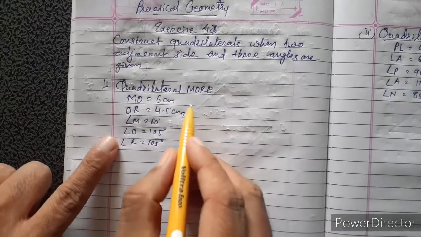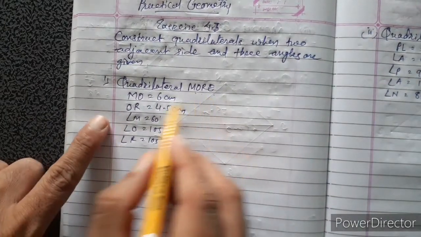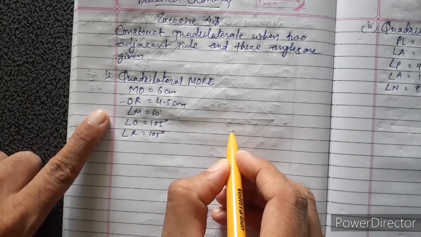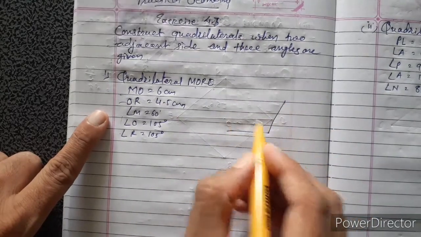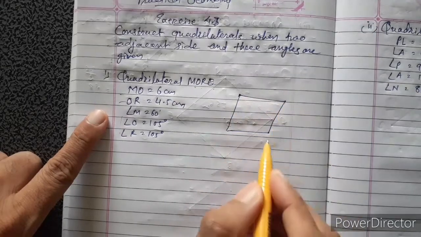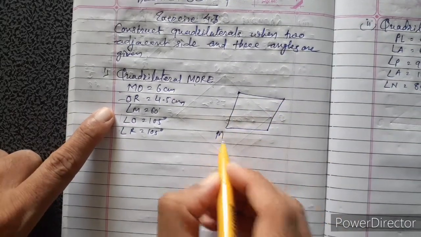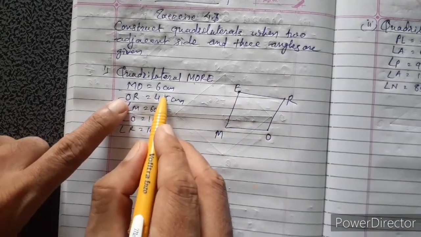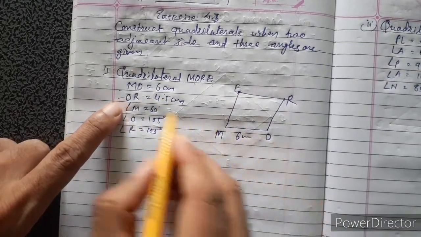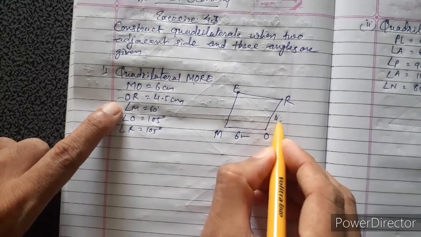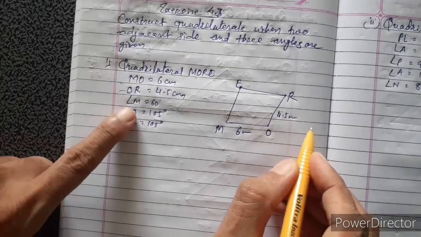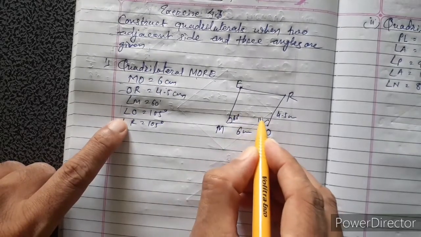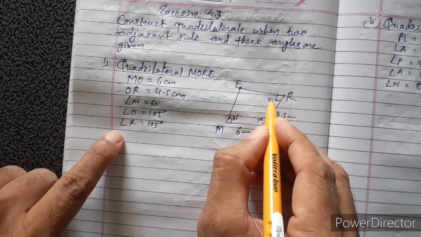First one, quadrilateral MORE, in that two sides and three angles are given. Now here we make a rough sketch of the quadrilateral like that. MO is given, that is 6 centimeter. OR is 4.5 centimeter, and three angles are given. M is 60, O is 105, R is also 105.